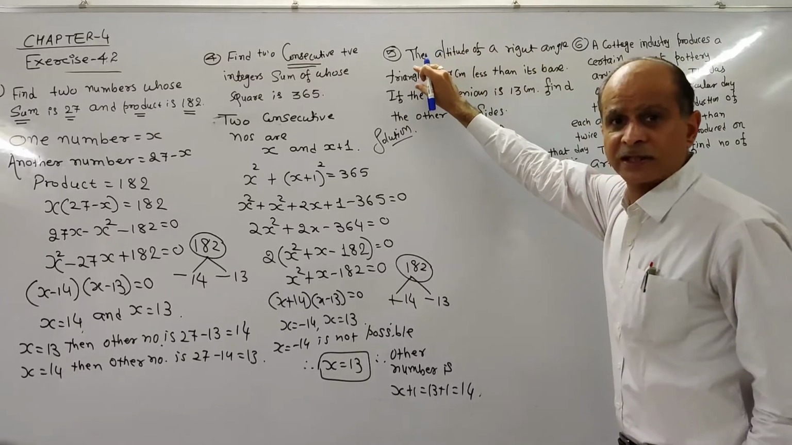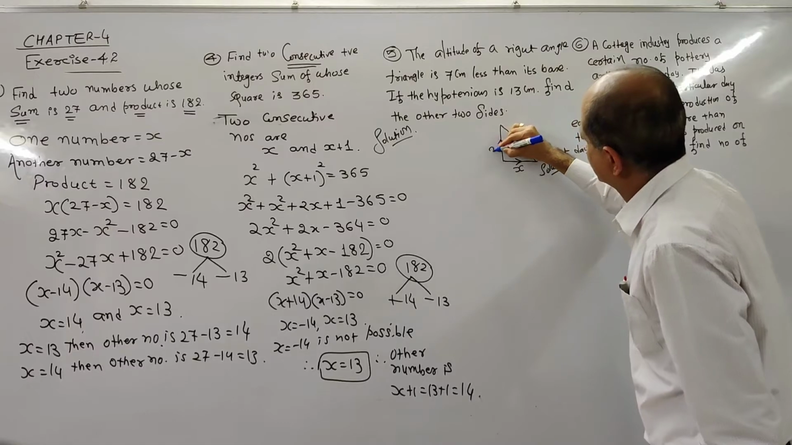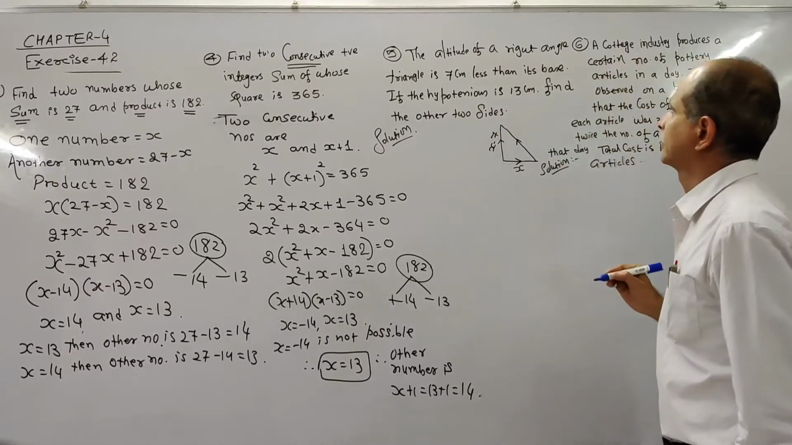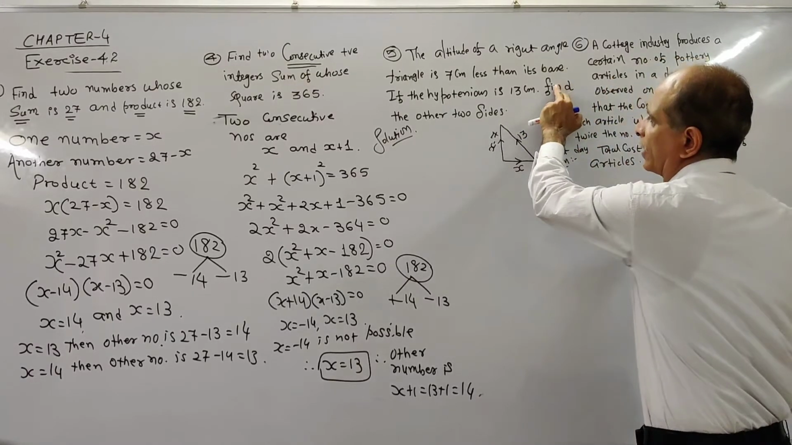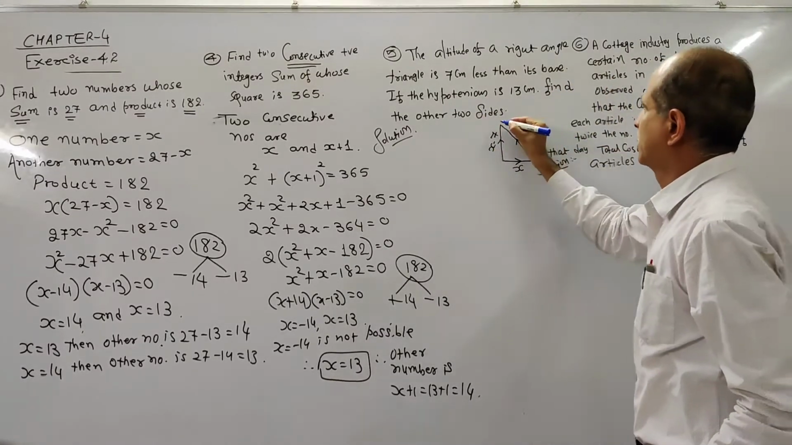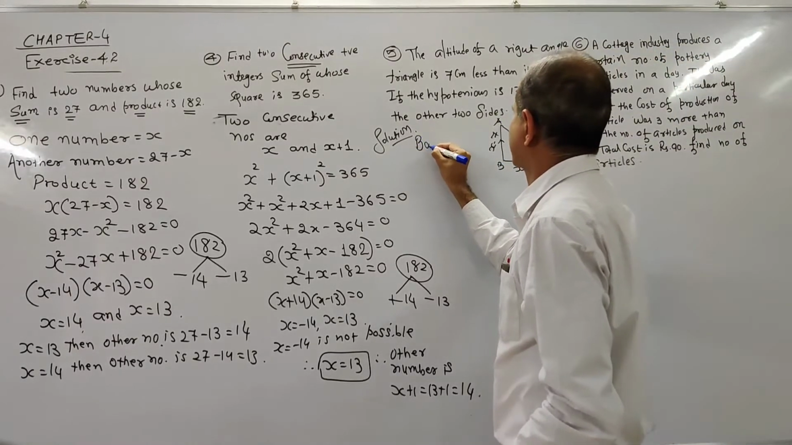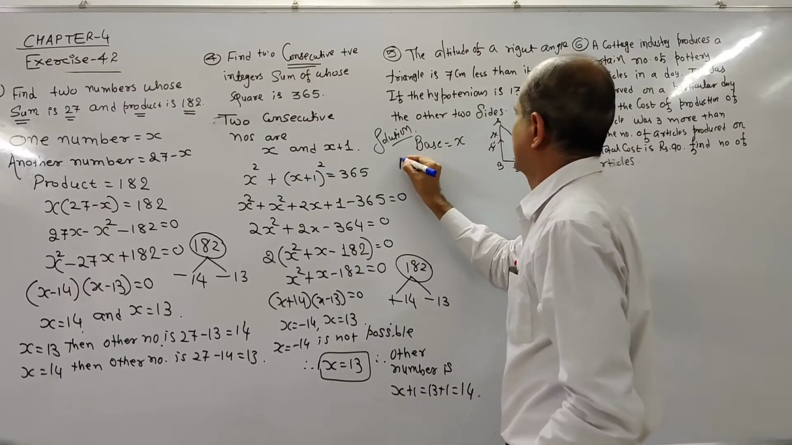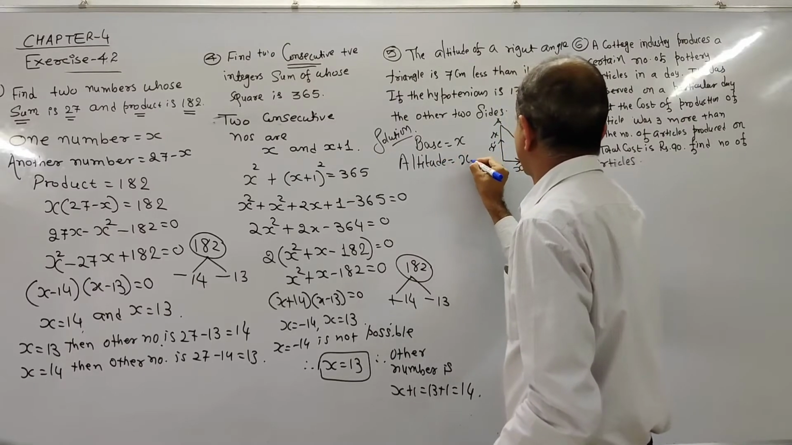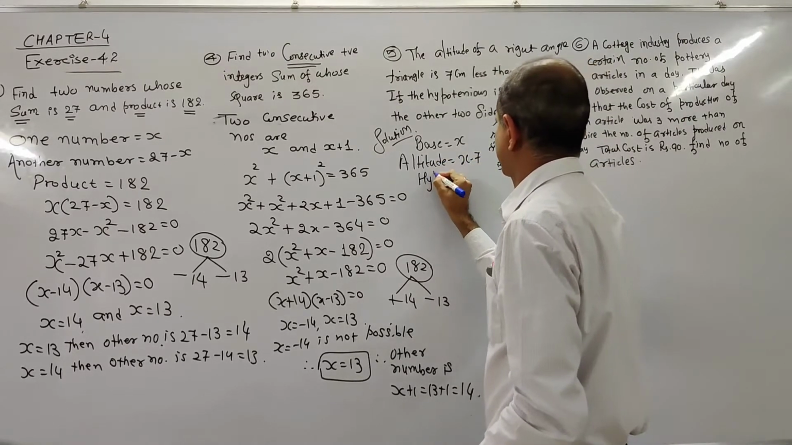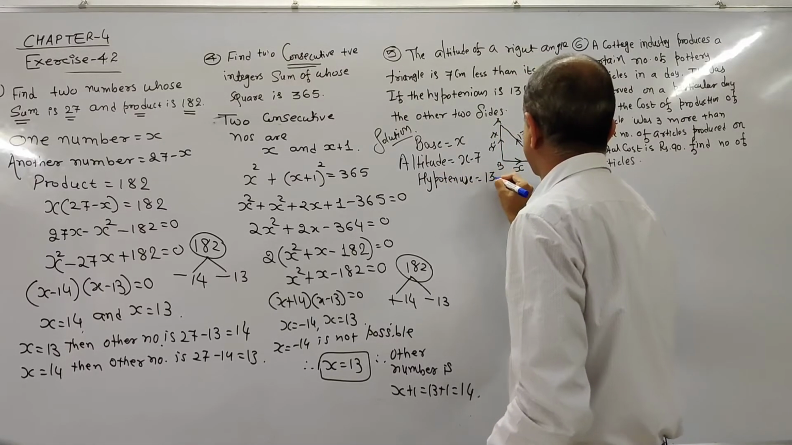So altitude is given in the form of base. So suppose base is equal to x, and that's why altitude is equal to x minus 7. The hypotenuse is 30. Find the other 2 sides. So in triangle ABC, if I assume base is equal to x, therefore altitude is equal to x minus 7 and hypotenuse is equal to 30.